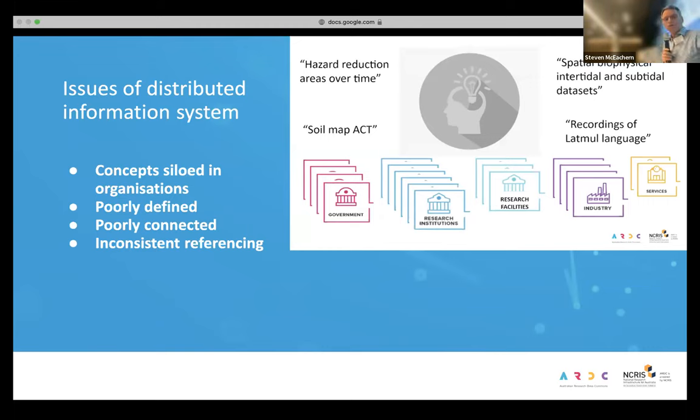Okay. So we had exactly the same problems, trying to bring together ideas across all of that distributed system. You get the same kind of thing. The concept of intertidal is siloed in organizations. It might be defined, or it may not be defined, or it may be poorly defined. It's certainly not connected to the other ideas. And even if we were talking about the same idea, being able to actually precisely say that by referencing it was not possible. So funnily enough, that's why I say actually they are related, but not exactly.